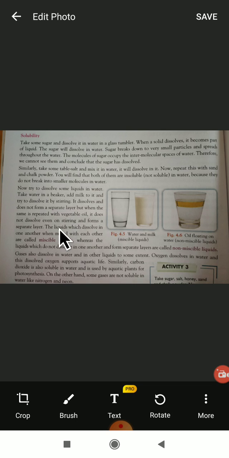We will take some liquids. Okay, two liquids we will consider, like water and milk. They have given here water and milk, which we call miscible liquids. Take water in a beaker, add milk to it, and what will happen? Try to dissolve it by stirring.